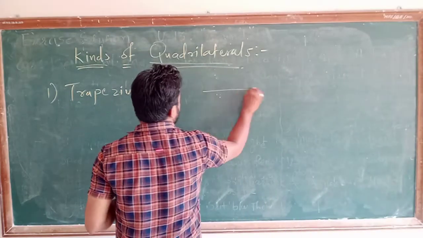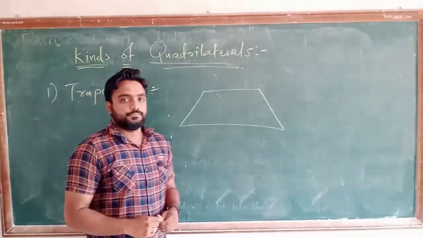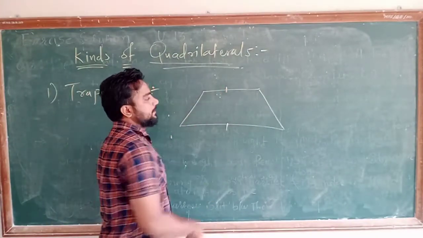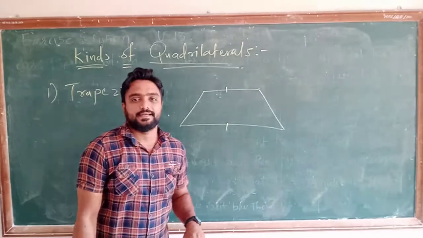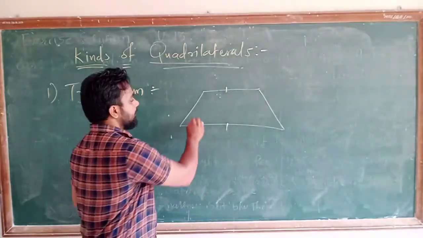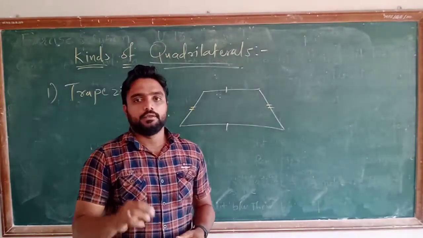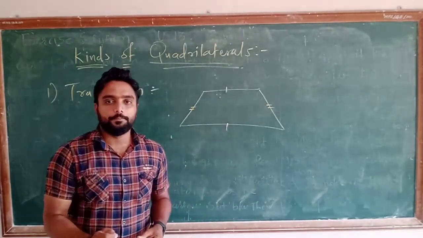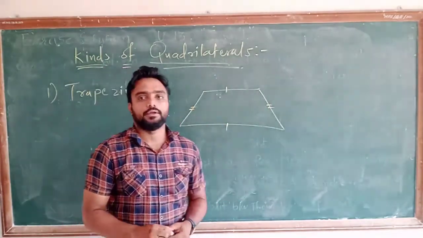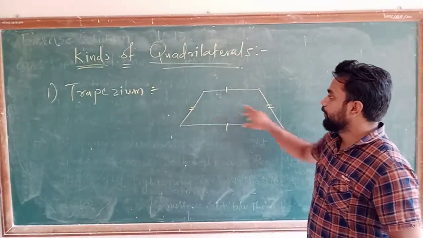First of all, I am drawing a trapezium. Just see here in this trapezium, these two sides, this side and this side, are called opposite sides. They are also called a pair of opposite sides. Understand or not? And these two sides are also a pair of opposite sides. According to the definition, if a quadrilateral has one pair of opposite sides parallel to each other, it is called a trapezium. Understand or not?